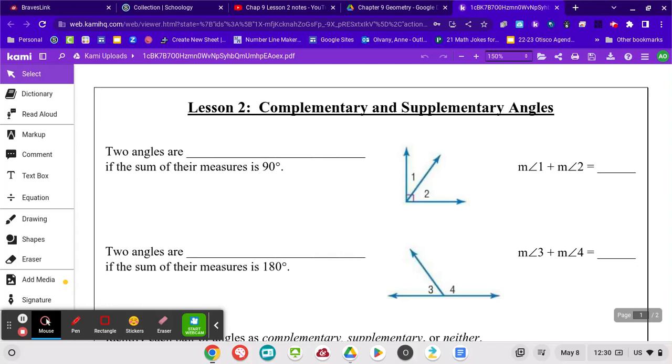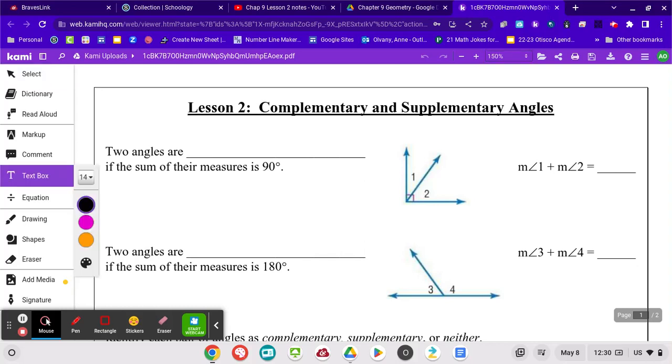Remember, we have vertical, which is across from each other. That means they're equal. And we have adjacent, which is just a way to talk about angles that are next to each other. They don't have any measure connection, just that they are next to each other.